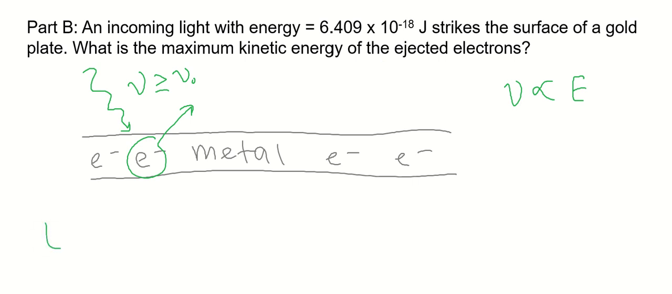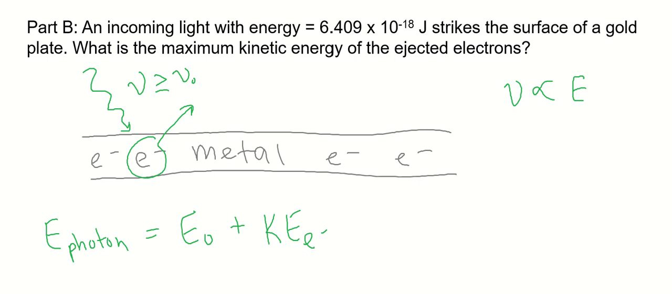So we have the energy of the photon, that's the incoming light, is going to equal the energy used to eject the electron, that's called the work function, or the threshold energy, and then any remaining energy from that incoming light gets transferred over to the kinetic energy of that electron.